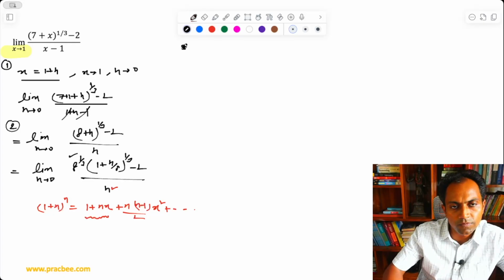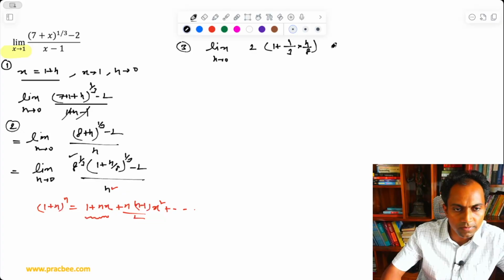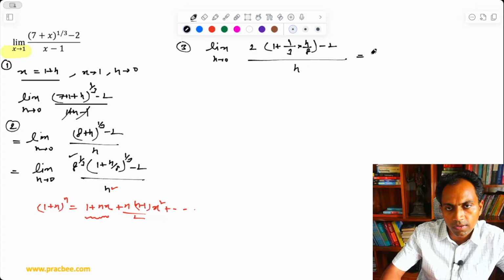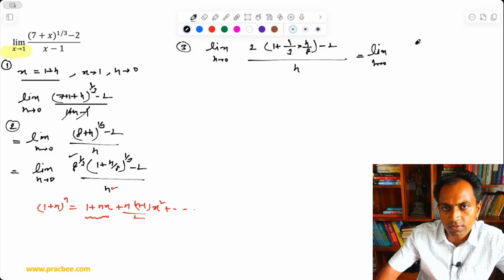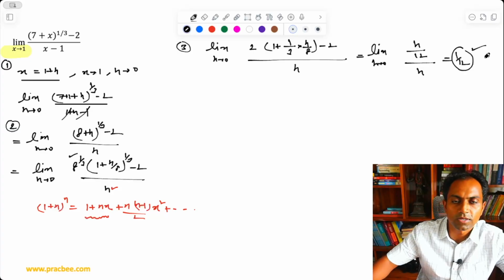As a result, what we have got in the third step is limit h tends to 0. This will become 2 times (1 plus 1 by 3 into h by 8) minus 2, by h. And if you simplify this, we have got our answer. You can see that 2 will get cancelled out. This will become h by 12 by h. So the answer becomes 1 by 2. This becomes the answer.